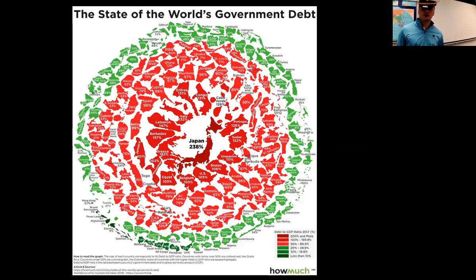Here's an illustration of the debt going on throughout the world. You see that the United States, we got it pretty bad, but so do a bunch of other countries. Look at Japan. They're the worst. Some countries run surpluses. We ain't one of them.